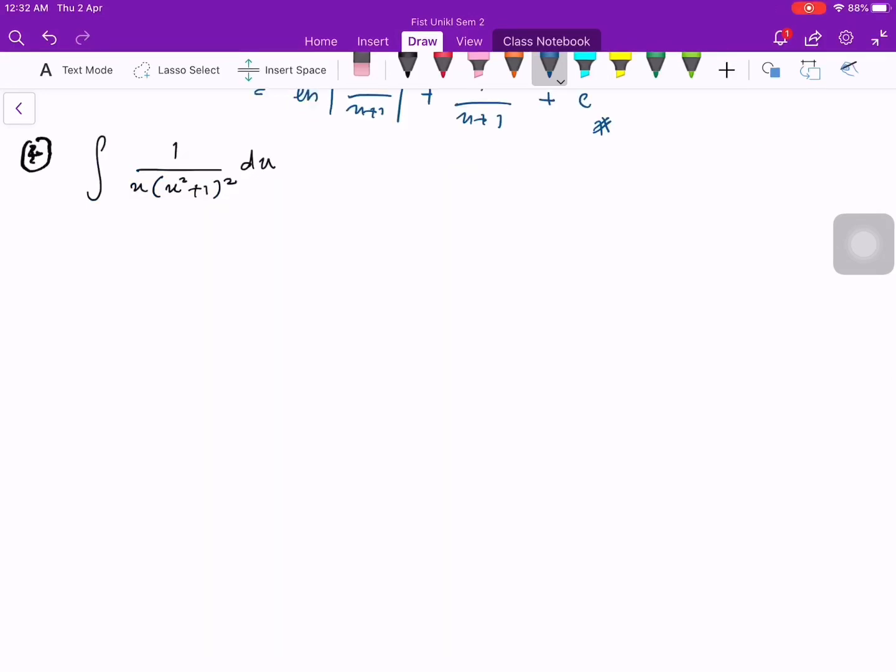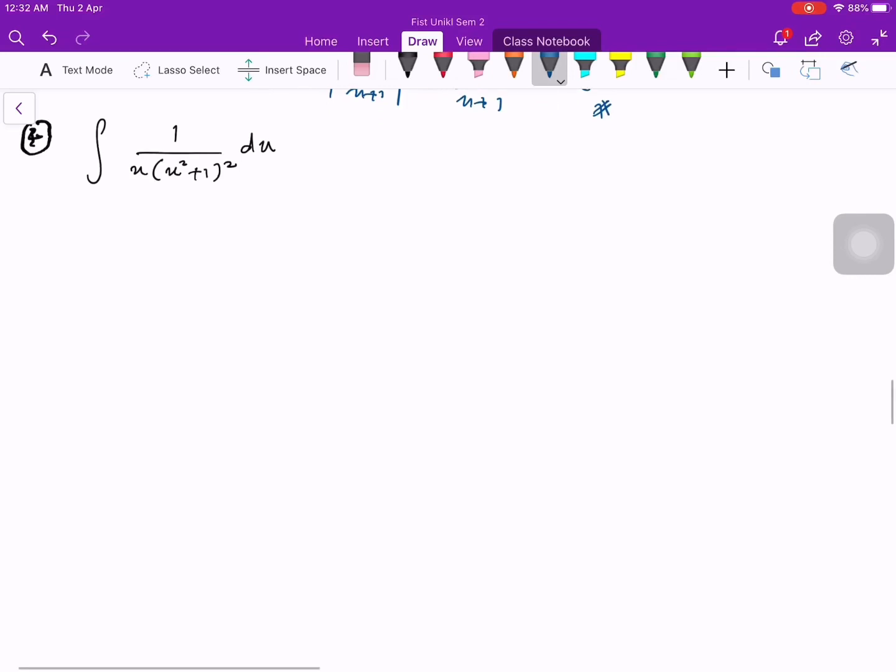Okay, kita sambung example yang keempat. So untuk example yang keempat, kita ada function 1 over x times x squared plus 1 squared. So kali ini kita ada linear factor on our denominator, and the second one is repeated quadratic factor. So kita ada quadratic x squared plus 1, which cannot be factorized definitely, dan kita ada bracket in the power of 2, means that it is repeated. So kita akan selesaikan dengan menggunakan partial fractions.